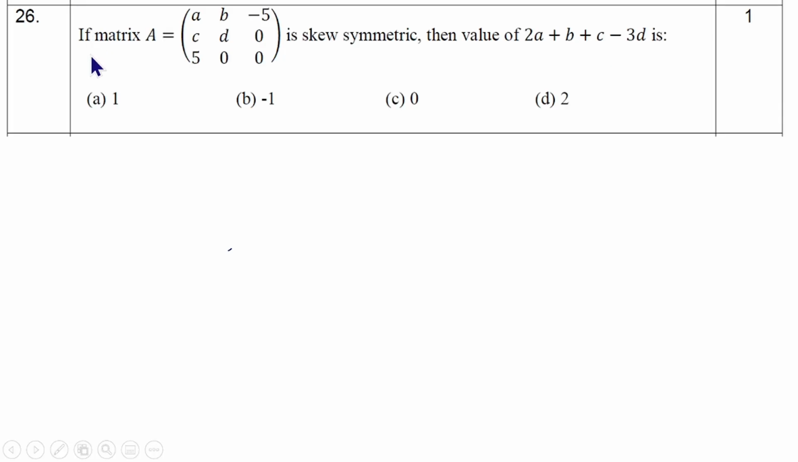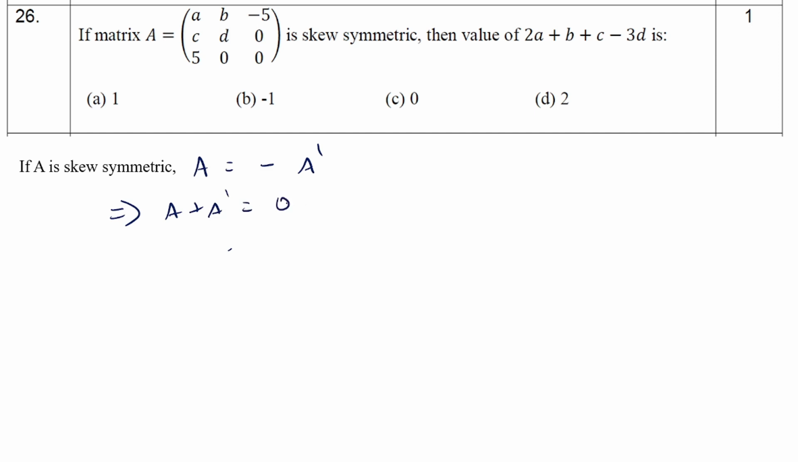The next question, if matrix A equal to this given matrix is skew symmetric, then the value of 2A plus B plus C minus 3D is. So here it is given this matrix is a skew symmetric matrix. We have to find the value of 2A plus B plus C minus 3D. So if A is skew symmetric, then we know A is equal to minus A transpose, or we have A plus A transpose is equal to the 0 matrix.